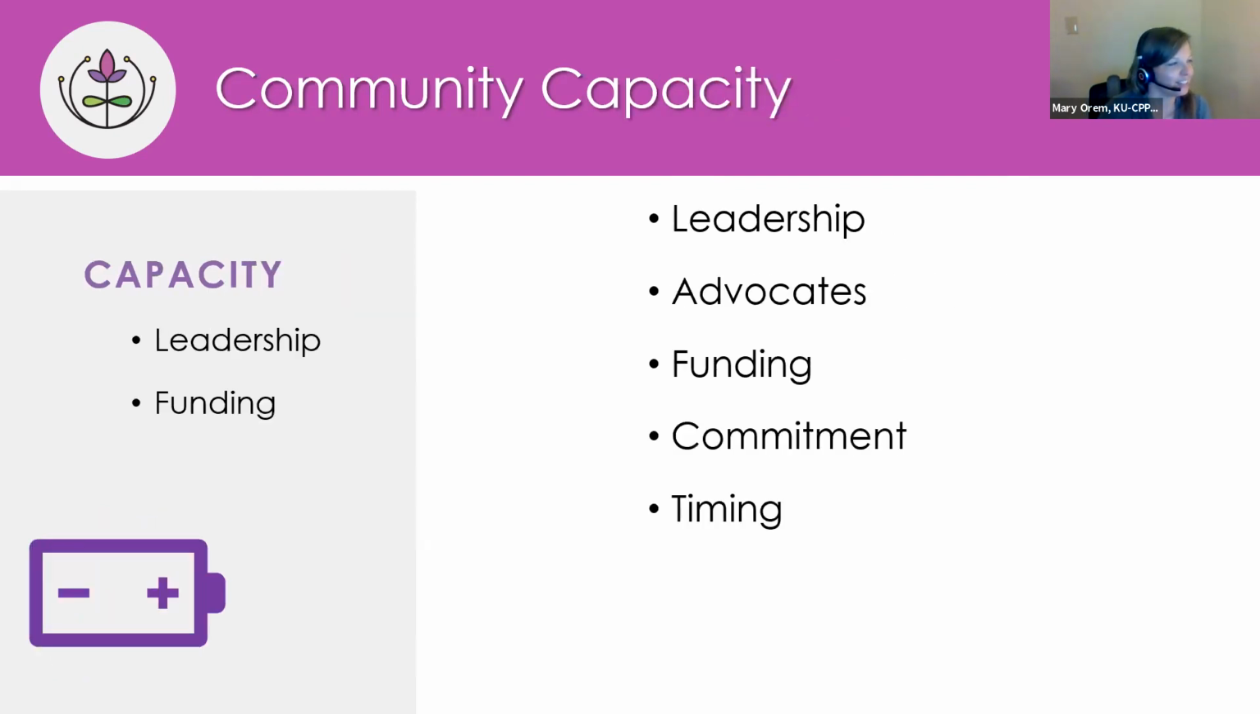And then finally, thank you, Deborah, community capacity. Leadership and fellow advocates utilizing available funding to commit their time and effort to the process.